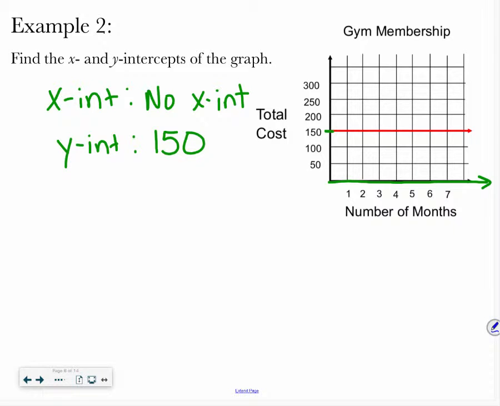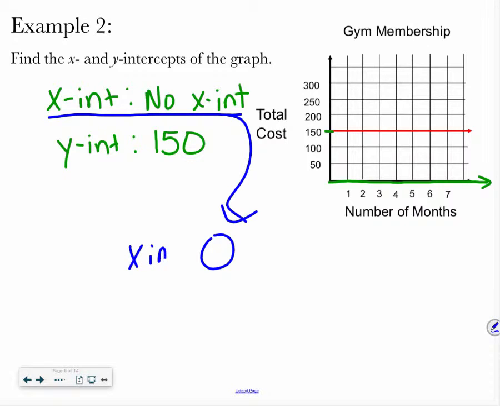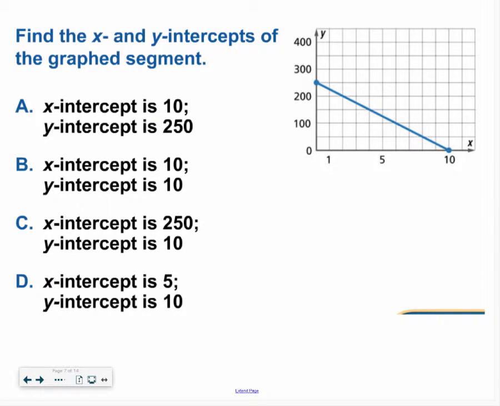One thing to be careful of, going back to this x-intercept, it says no x-intercept. That is not the same as saying the x-intercept is 0. Be careful. No x-intercept means it never touches. If we were to say the x-intercept was 0, that means that this red line would be crossing x right there at the blue dot. So be careful about that, okay? Go ahead and try this one on your own, see how you do. Hopefully you determined that the x-intercept is 10 and the y-intercept is 250. If not, be sure to ask a friend for some help.